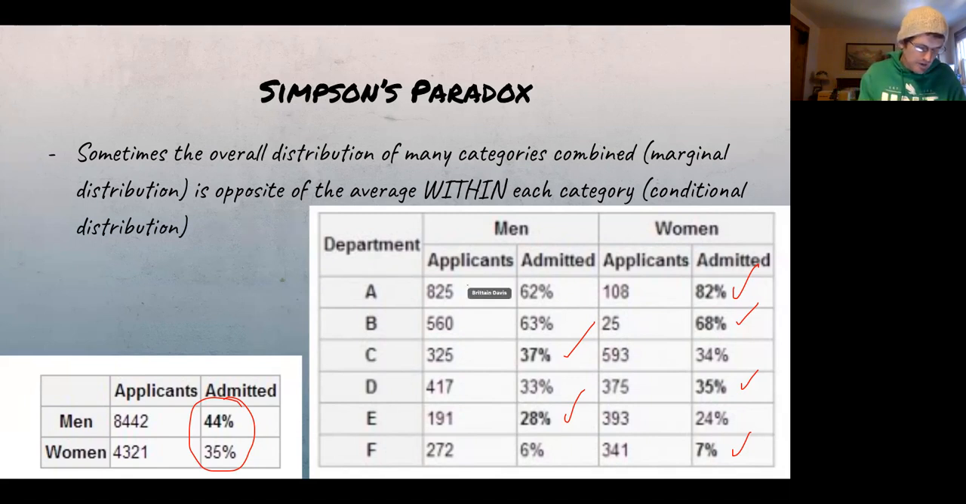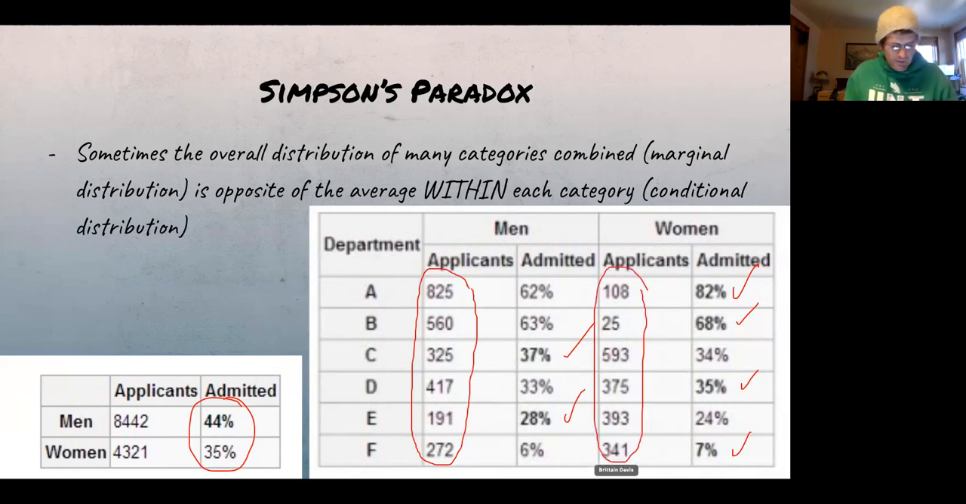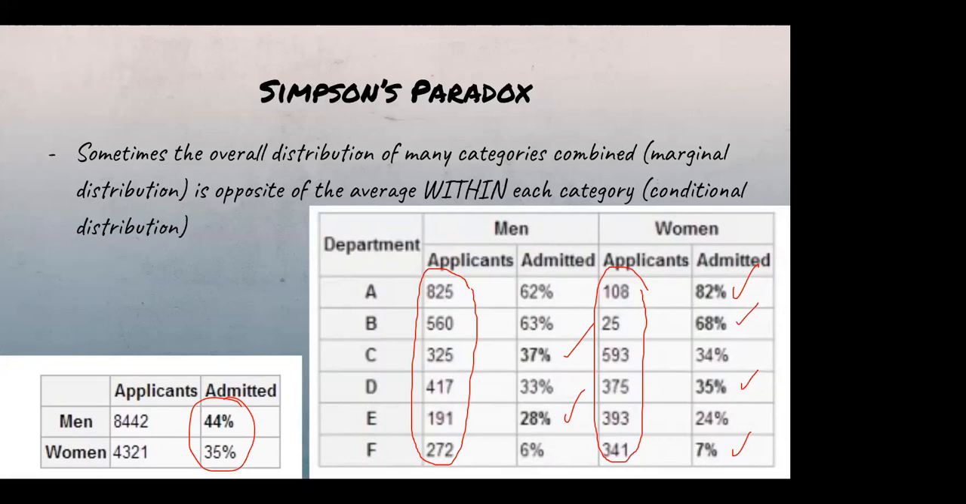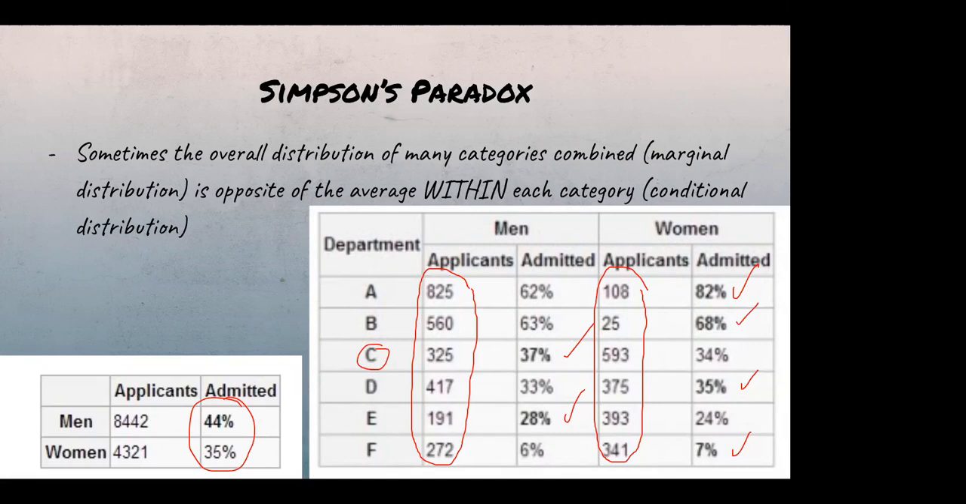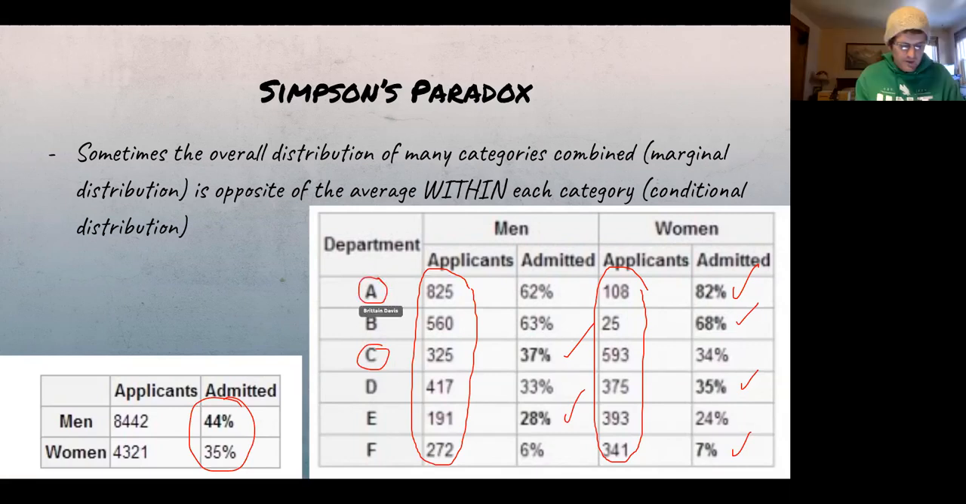So look at the conditional distribution of where the men and women applied. Where did most women apply to? C. So most women applied to College C, and most men applied to A. Now, if we compare those two departments, A accepts way more people across the board than C does. So a higher relative proportion of women applied to a more selective college.